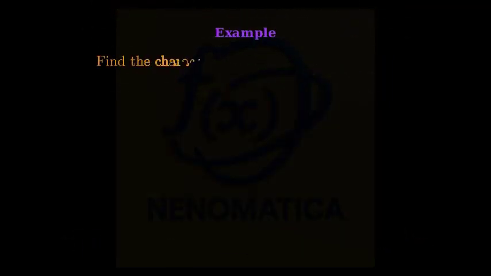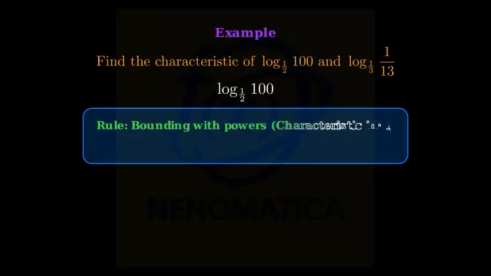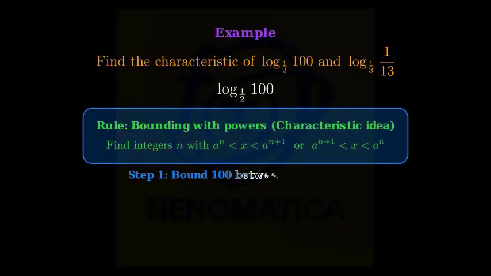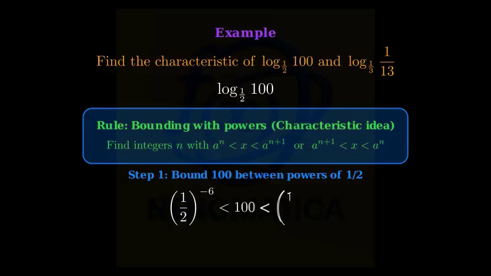First, we display the word example, and right below it, the problem statement in bold orange math. We start with the first expression. We will bound the number 100 between two consecutive powers of 1/2. Then apply logarithms with base 1/2, remembering to reverse inequalities because the base is between 0 and 1.